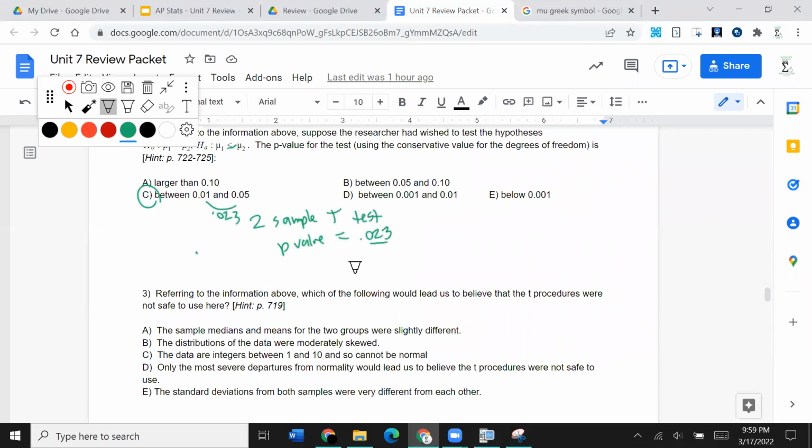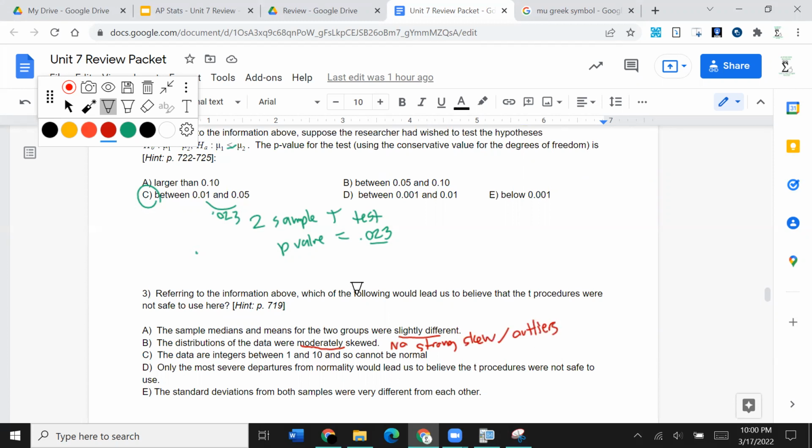All right, number 3. From the information above, which of the following will lead us to believe that the T procedures were not safe to use? So just this would be like, what would be your red flag as to maybe not being able to do these calculations? So going through these choices, the sample medians and means for the two groups are slightly different. They can be different, okay? That's okay to have. The distributions of the data were moderately skewed. Moderately is fine. You just don't want any strong skew or outliers. But moderate's okay.